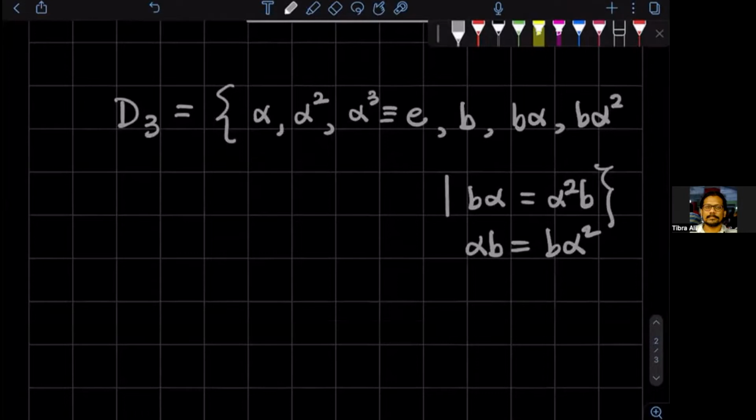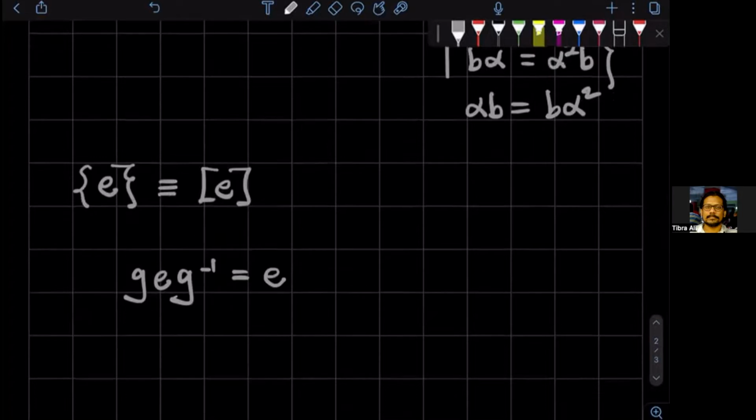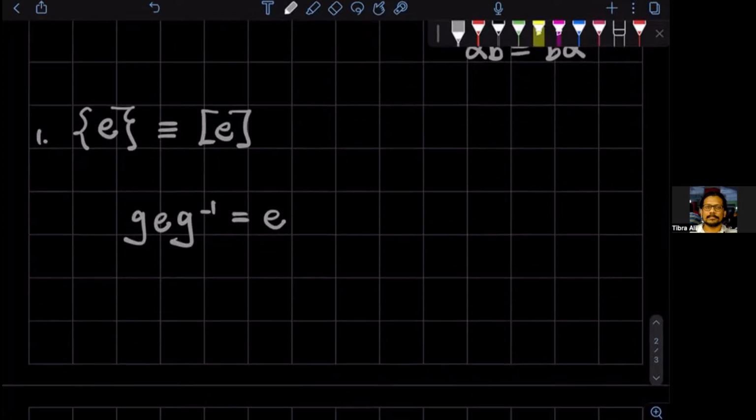So first thing to note is that E is always its own equivalence class, right? Let's call it E. Because for whatever G you have, you're just going to get E, and you're not going to get any other elements in this equivalence class. So this is equivalence class number 1.